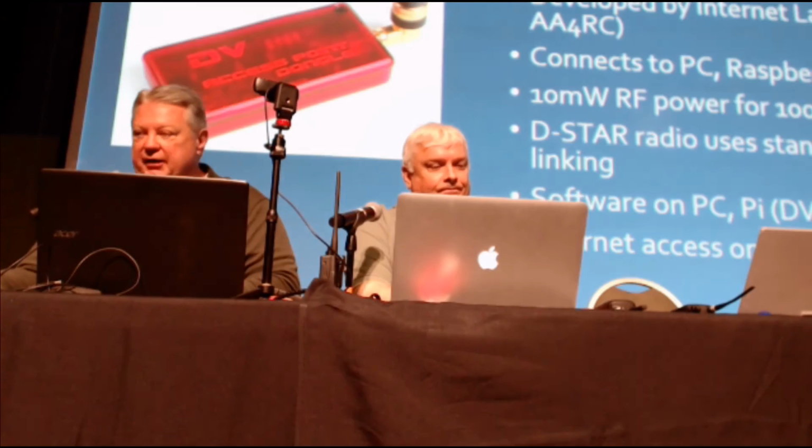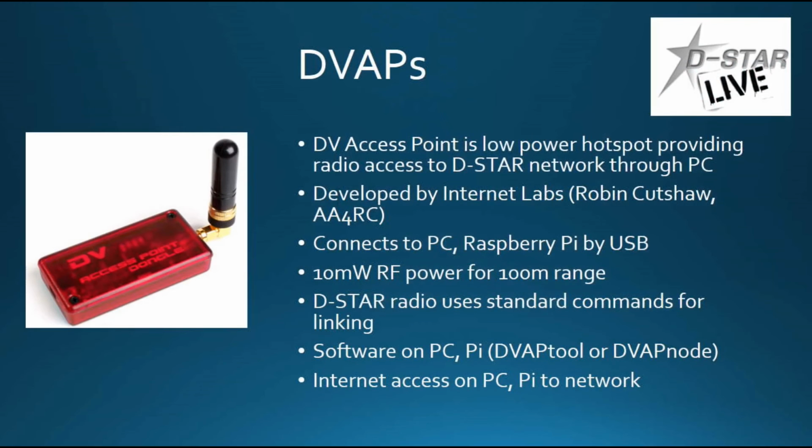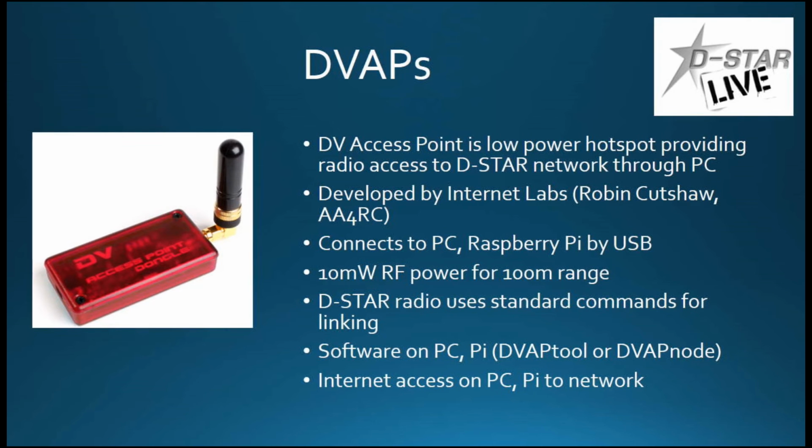The next thing that came along, also a product from Internet Labs, was the DVAccess Point. What this allowed you to do is untether from your laptop. They took out the vocoder chip and added a very low power transceiver, a GMSK modem. You took your radio, connected the DVAP by USB to your laptop, and connected to a reflector. Well, you don't even have to do that. There is some software that runs on me.